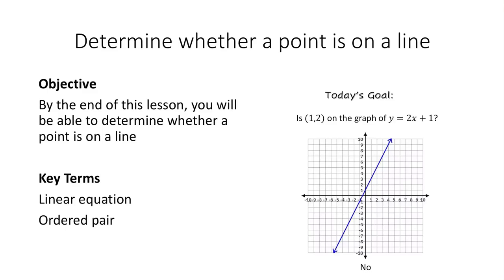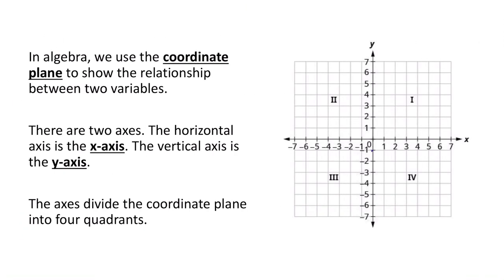In this video, we're going to talk about how to determine whether a point is on a line. In algebra, we use the coordinate plane to show the relationship between two variables. There are two axes on the coordinate plane. The horizontal axis is called the x-axis. The vertical axis is called the y-axis. These two axes divide the coordinate plane into four quadrants that are labeled here.